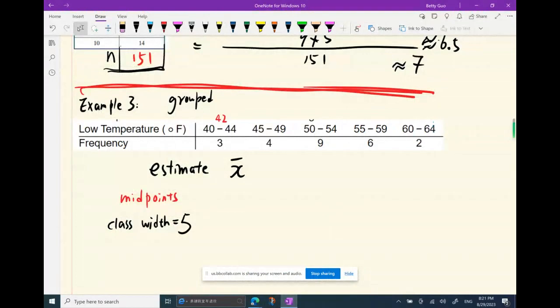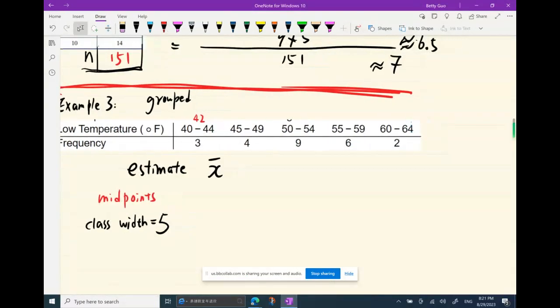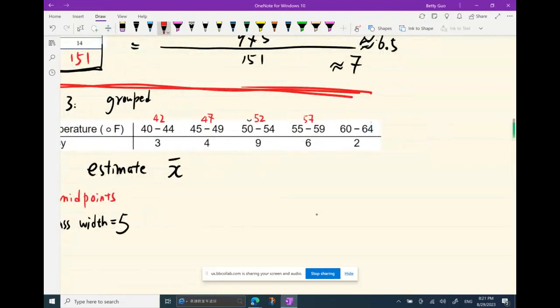Once we have the midpoint for the first class, we are able to add a 5, add a 5, add a 5 to get all the other midpoints. So the second class midpoint would be 47. If you don't believe that, you try. 45 plus 49 is 94. 94 divided by 2 is still 47. Just a faster way to find the other midpoints. Plus another 5, 52. Plus another 5, 57. Plus another 5 is 62. You can see 60 plus 64 is 124, divided by 2, gives 62.